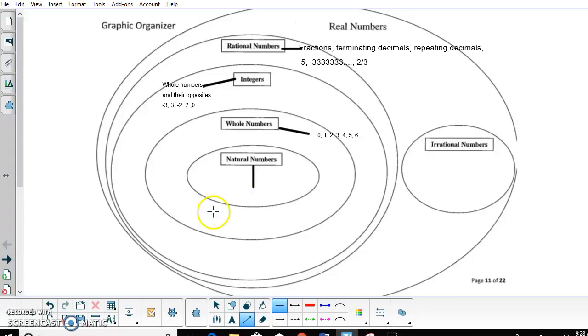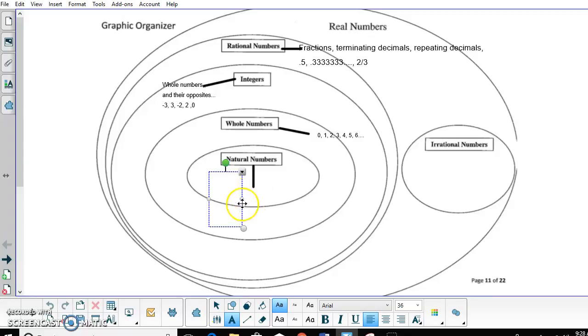Natural numbers. We will not include 0 in our natural numbers, but we will include our positive numbers. So we would include 1, 2, 3, 4, 5, 6, and so on. We can go on and on and on.